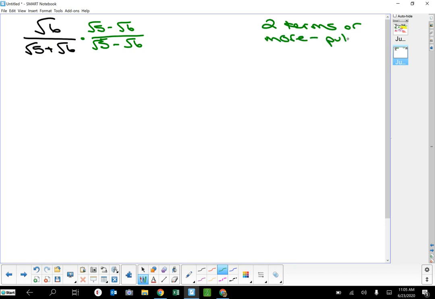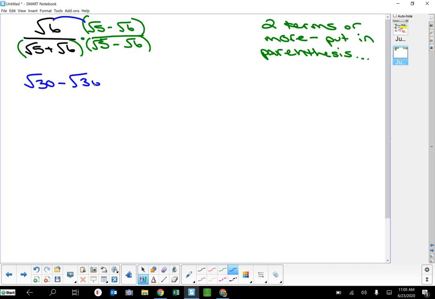Now, if you have two terms or more, put them in parentheses so you remember if you're supposed to FOIL or distribute. So even the bottom, put it in parens. All right, we're going to distribute the top. That's a rad 30 minus rad 36.